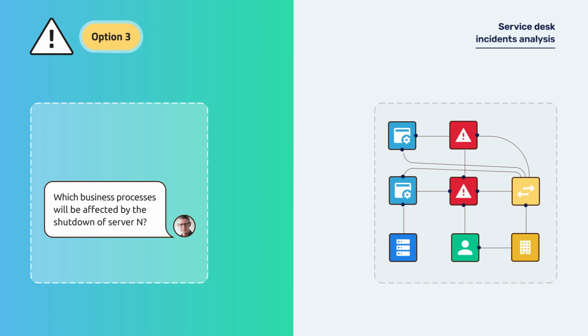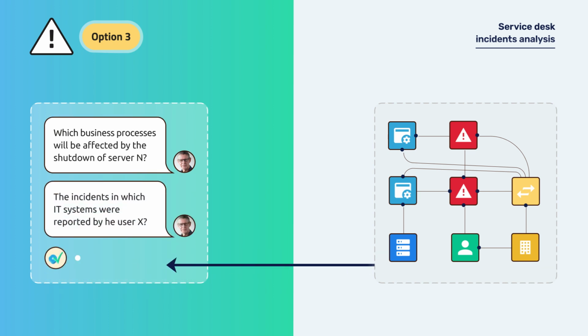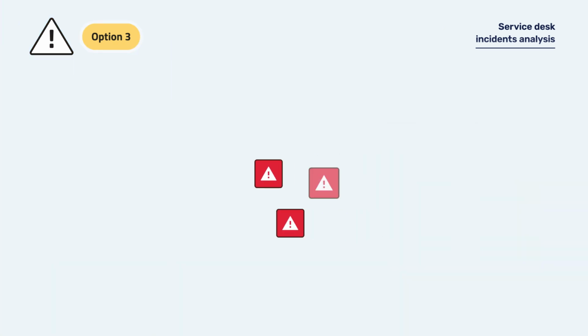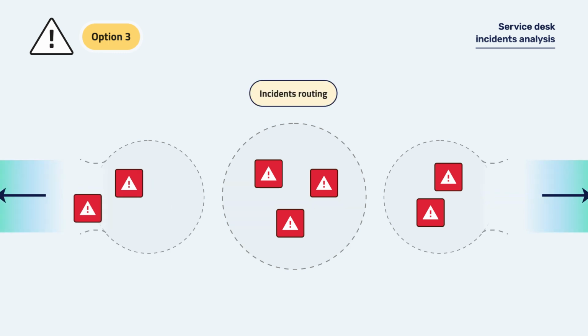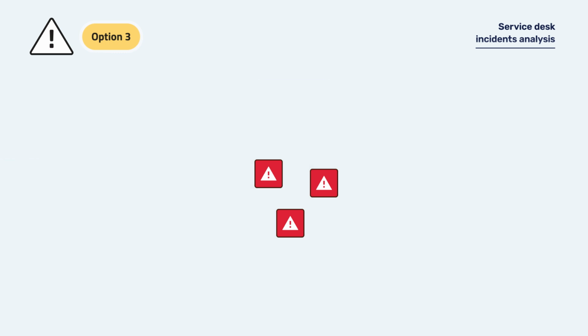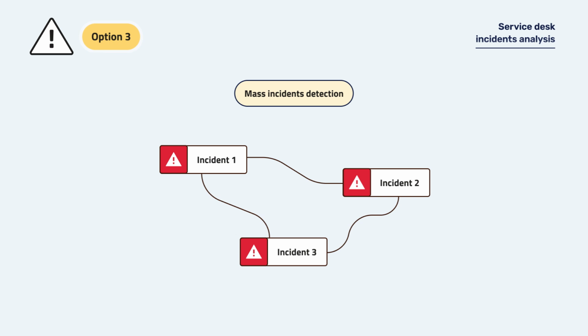Based on the data from the graph, we can form a context that will allow LLM to answer questions about the consequences of incidents. In addition, information from the graph can be used for clustering, automatic incident routing, and detection of mass failures. This scenario shows an example of how you can combine structured data and text to get the most informative answers.